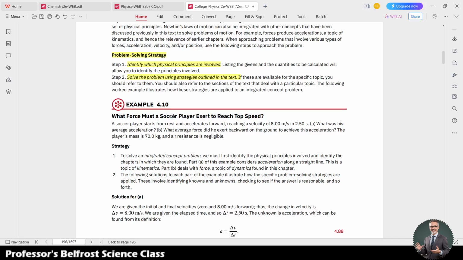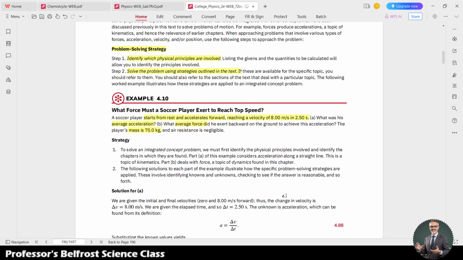What force must a soccer player exert to stop spin? So it starts from rest and exerted forward, reaching a velocity of 8 meters per second in 2.5 seconds. You're asked about the average acceleration, and the average force, if the mass is known to be 70 kilograms and the air resistance is negligible.